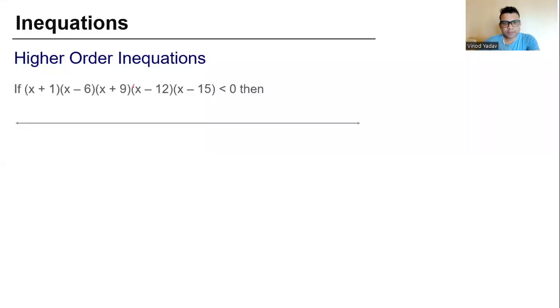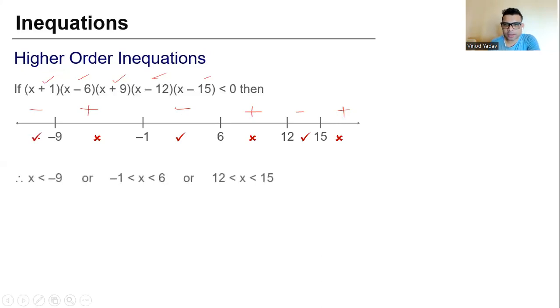In this case, same thing. First 3 steps are sorted. I hope you can check. Then plot the roots, equate every term to 0 and plot it the way they appear on the number line, right? -9, -1, -9 from this, -1 from this, then 6, 12, 15 in that order. Then you know what to do. Plus, minus, plus, minus, plus, minus. Less than 0. So all the tick ones are the answer, right? I'm sure you understand how to write in both the ways.